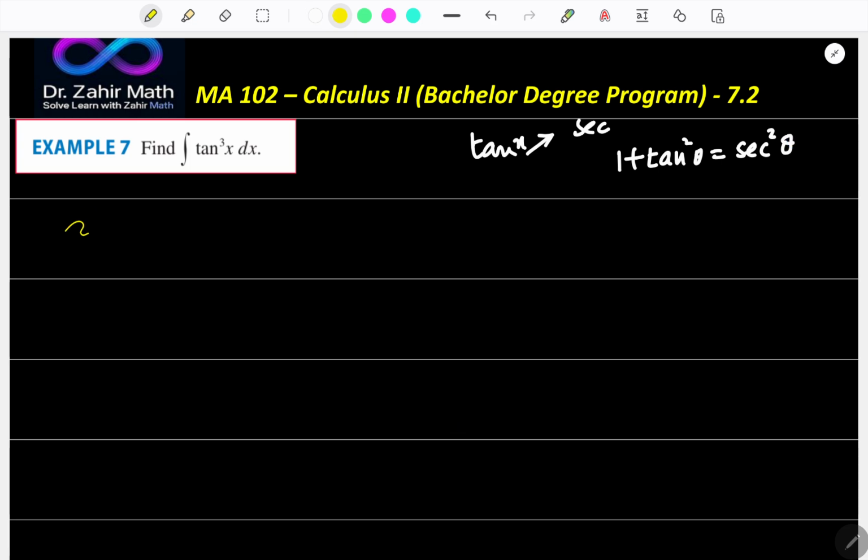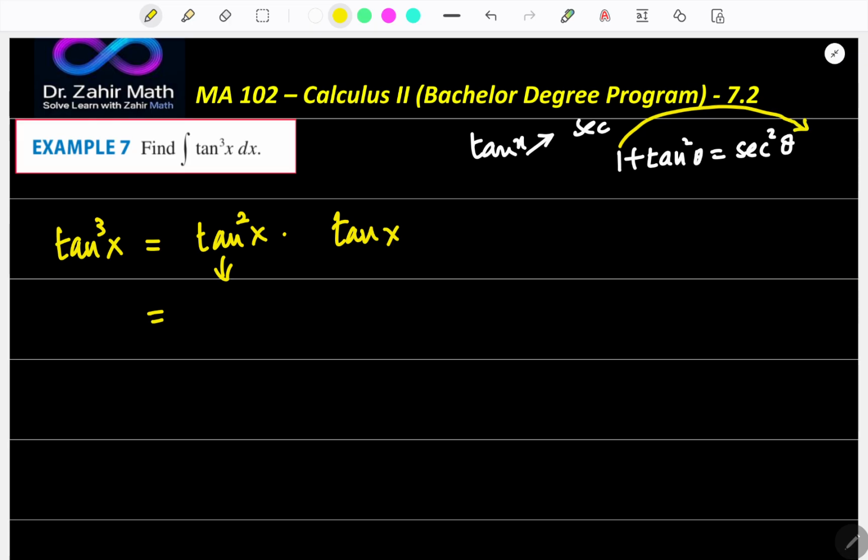Now, what is your question? Tan cube x. Teacher, is there any formula for tan square x? No. Tan cube x, directly we are going, right? Okay. So, how can you write tan square x times tan x? Tan square x, I'm converting as what? Secant square x minus 1. This one I'm going to take that side.